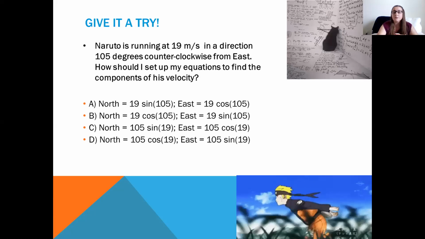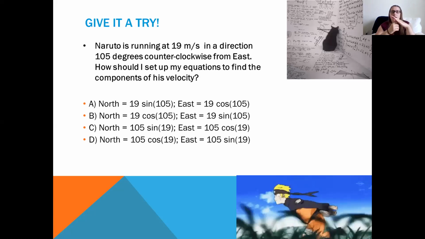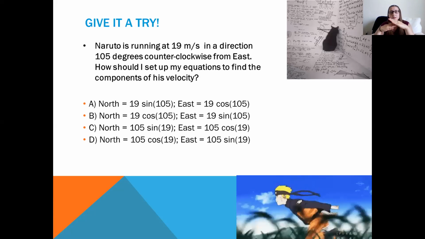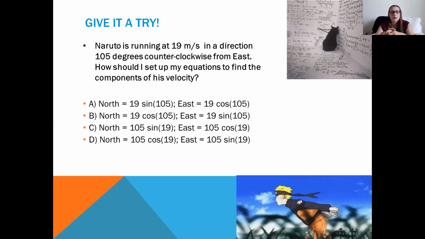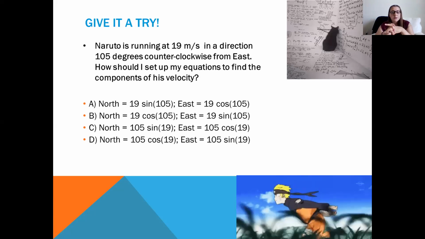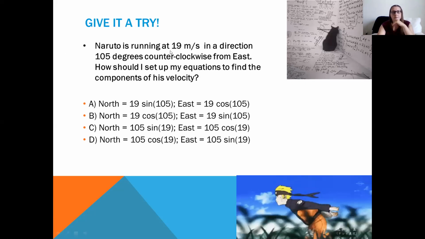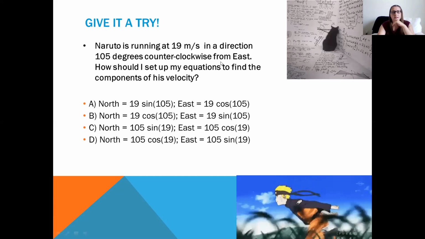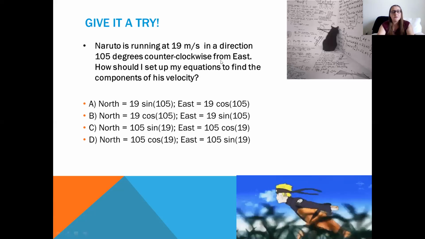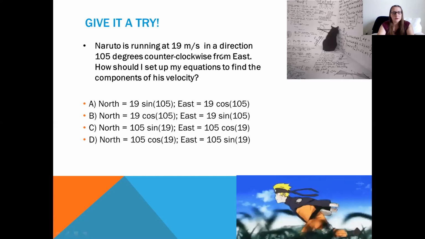So remember, when we're dealing with a vector that's at some obscure angle, we can break it down into the components to figure out how far to the side it's going and how far up or down it's going. And those are called our components, our x component and y component usually. So think about this for a second. If 19 meters per second is our vector and 105 degrees is our angle, how should we set up the equations to find those components?